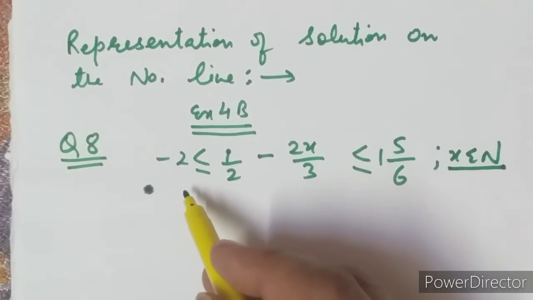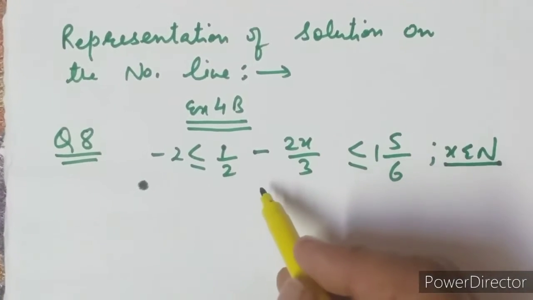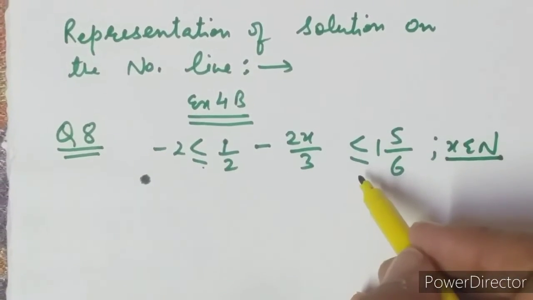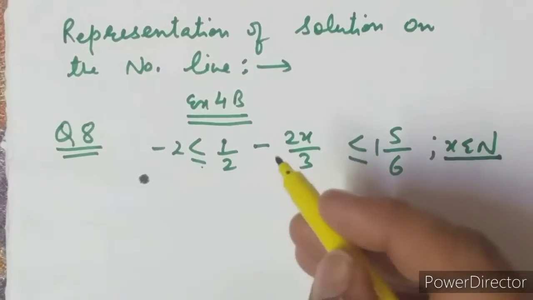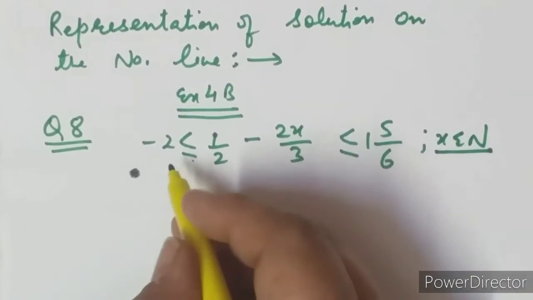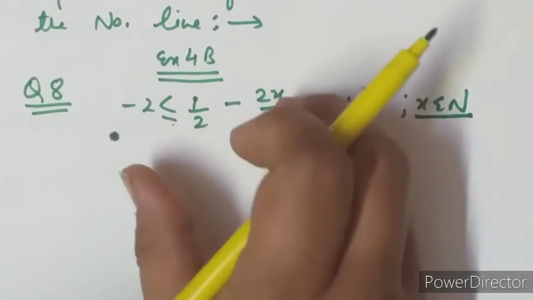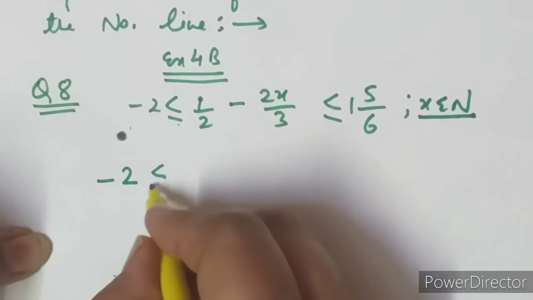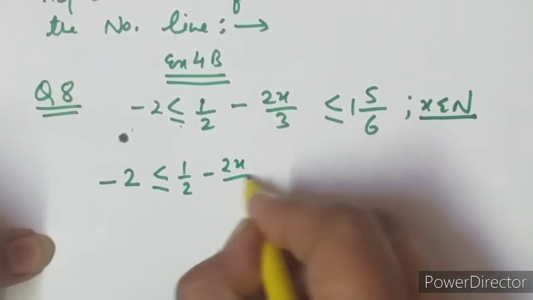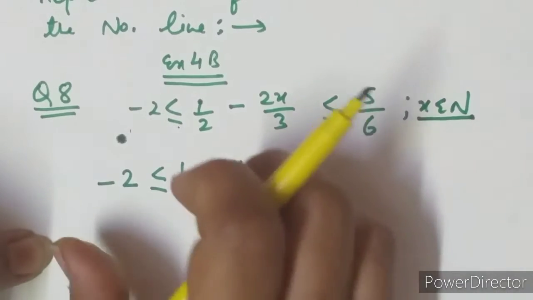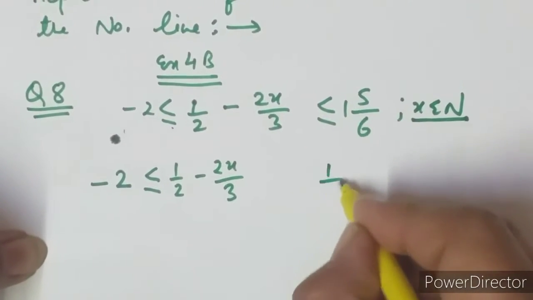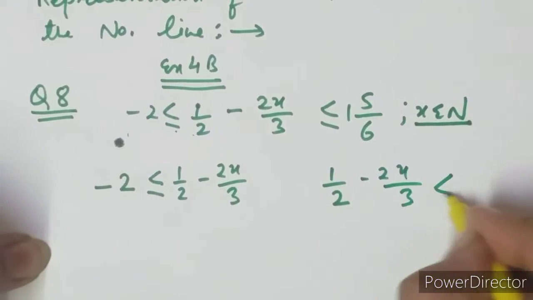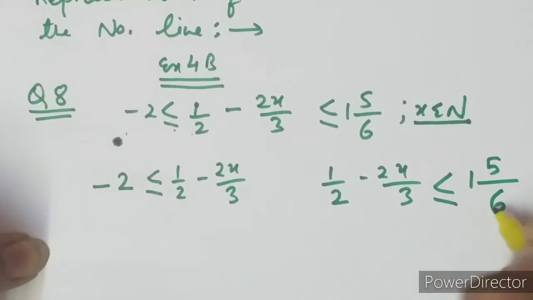The question says, find the solution and represent it on the number line. This is the question in which a double inequality is there. So remember, we are going to separate this into two different inequalities. First of all, we will take up this first part and second part, so that our first inequality will be minus 2 and this will give us the first part of the question, and the second part of the question will be this, and the last one, minus 2x by 3 less than or equal to 1 whole 5 by 6.